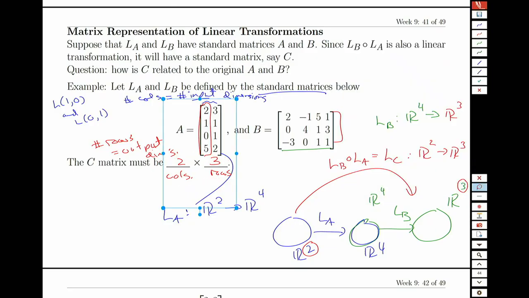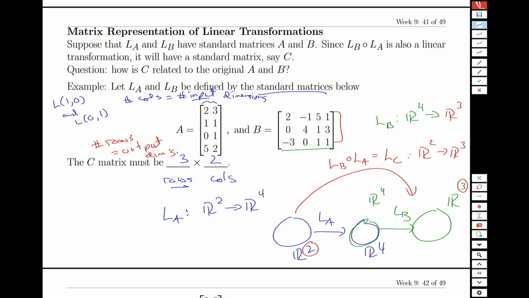I was thinking about input and output dimensions, and they're in the opposite order, which is incredibly annoying. Thank you for that. So how many rows and how many columns? That's a standard something by something for matrices. The number of rows is the number of output dimensions. That's 3 by 2.